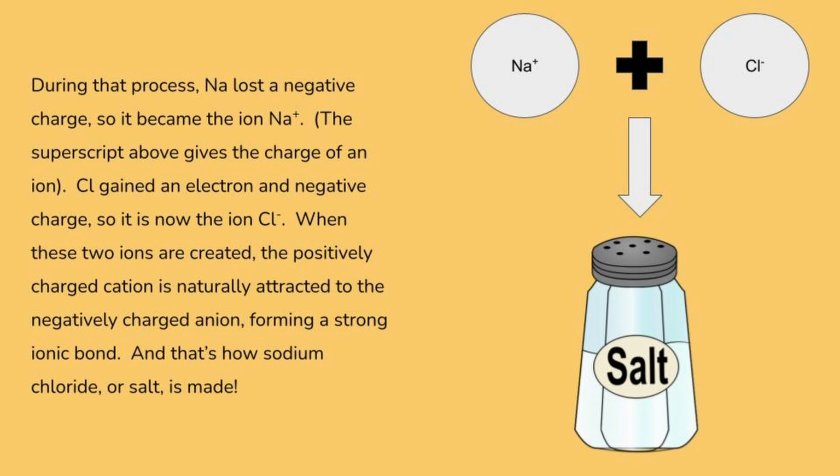During that process, Na lost a negative charge, so it became the ion Na+. The superscript above gives the charge of an ion. Cl gained an electron and negative charge, so it is now the ion Cl-. When these 2 ions are created, the positively charged cation is naturally attracted to the negatively charged anion, forming a strong ionic bond, and that's how sodium chloride, or salt, is made.